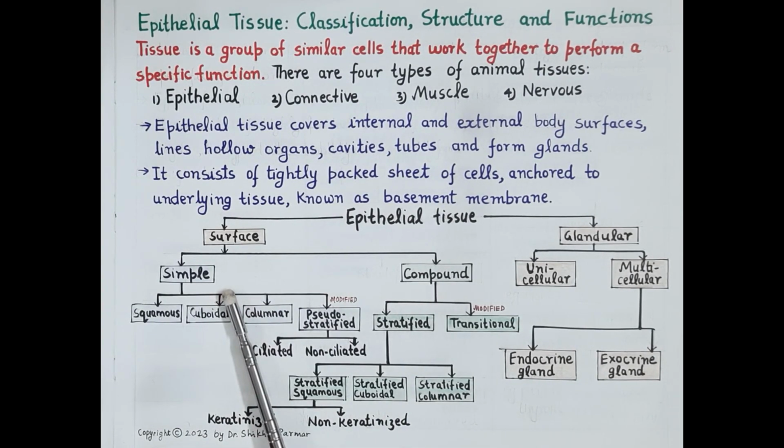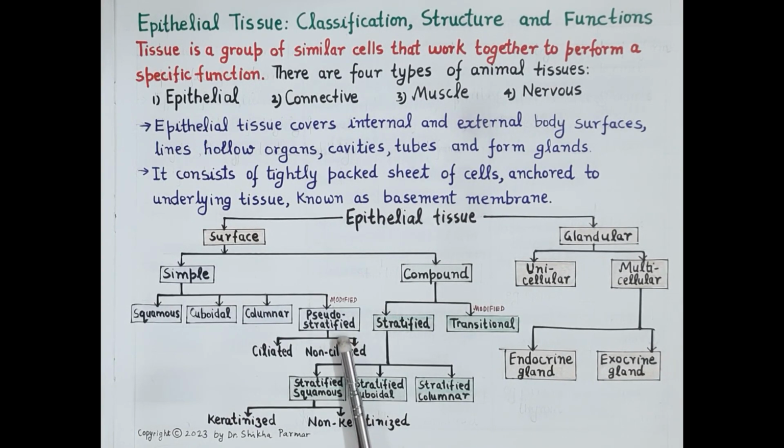Now, simple epithelial tissue is made up of a single layer of cells and this layer of cells remains attached to the basement membrane. Simple epithelial tissue is of three types. Simple squamous, then simple cuboidal, then simple columnar. Now besides these three simple epithelial tissues, another tissue is pseudo-stratified tissue. It is a modified simple epithelial tissue.